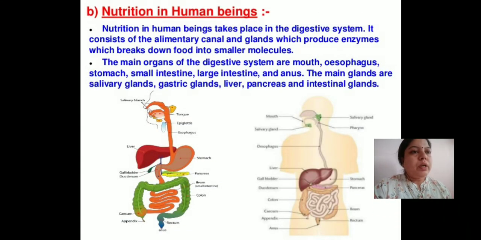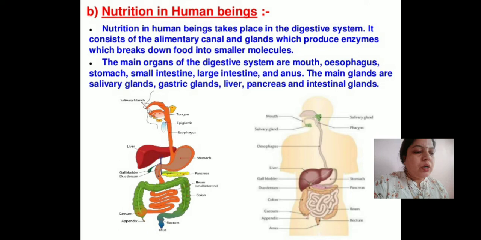Hello children, in today's class we are going to learn nutrition in human beings. Food is one of the basic requirements of all living organisms. Food provides energy and organic material for the growth and repair of all the tissues. The major components of our food are carbohydrates, proteins, fats and small quantities of vitamins and minerals. Water plays a very crucial role in metabolic processes and also prevents dehydration of our body.